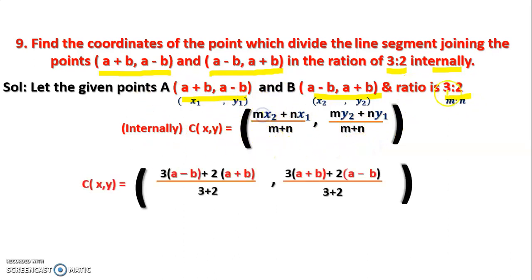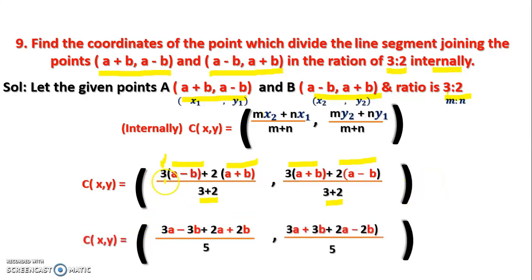Here, what is m? 3, substituted. x2 is a minus b, so this is a minus b, plus as usual. Next n is 2, x1 is a plus b, so that is mx2 plus nx1 by m plus n, that is 3 plus 2. The same way, substitute the values for y: my2 is 3 into a plus b, plus ny1, 2 into a minus b, over m plus n. Next, multiply: 3 into a, 3a, plus 3 into minus b, minus 3b, plus 2 into a, 2a, plus 2 into b, 2b, by 5.